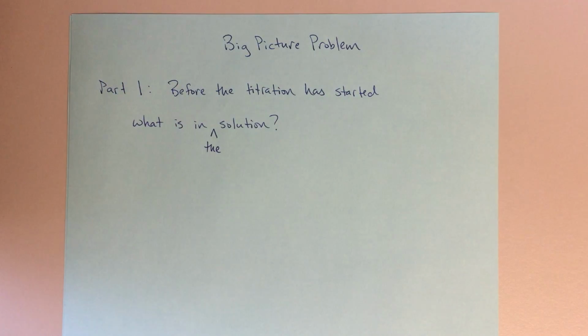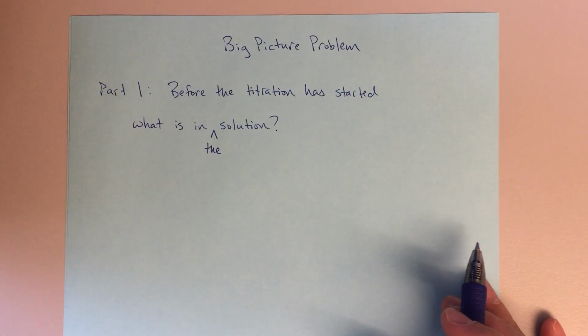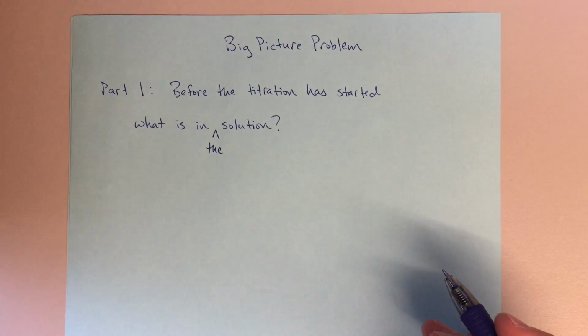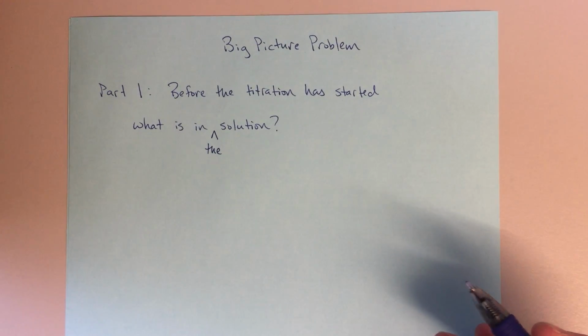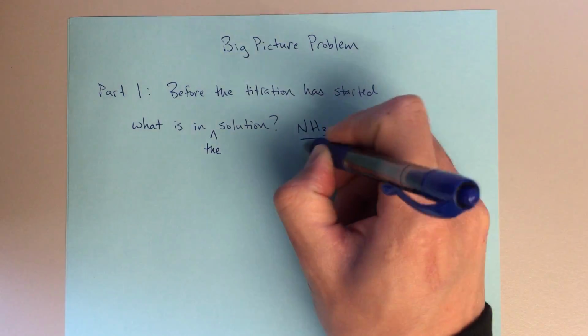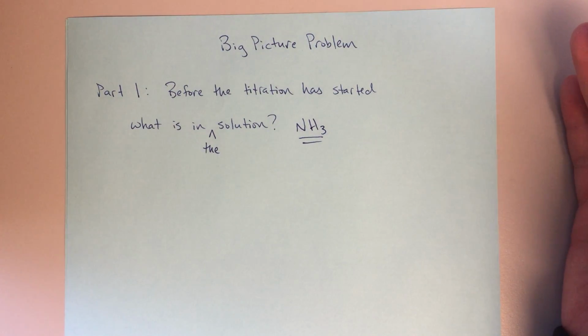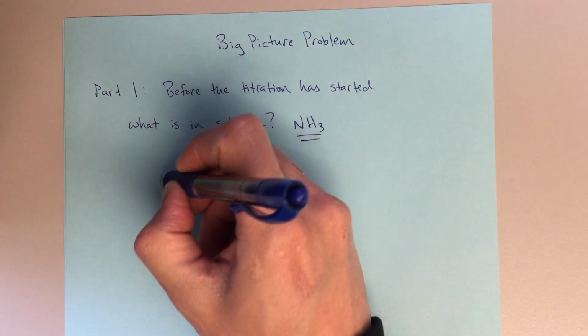So before the titration has started, the question that I want you guys to think about first is simply what is in the solution. If we have an NH3 solution, that's it, right? That is the only thing that's going to be in that solution, is NH3. So if I just tell you, what's the pH of a weak base solution, that's something that we should know how to do.